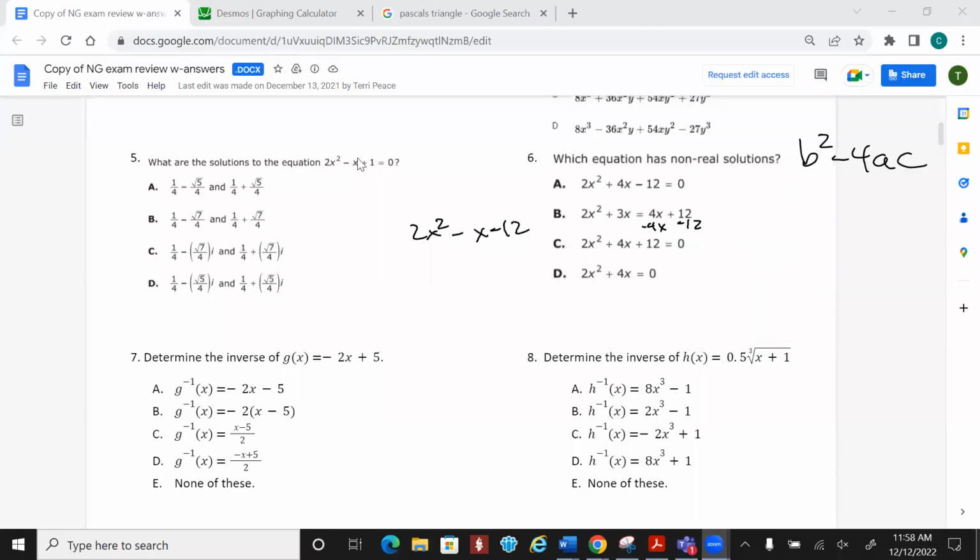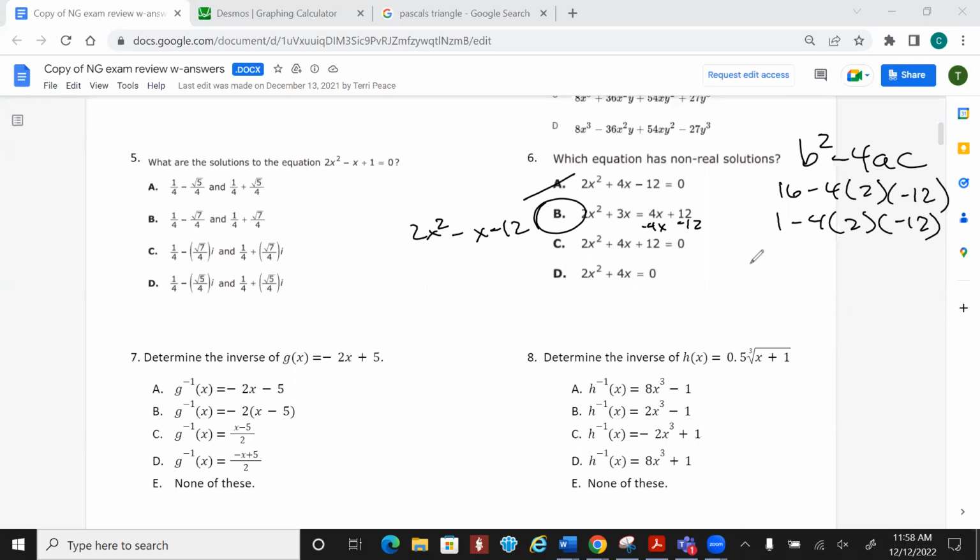So if I were to use the discriminant, that's going to give me 16 minus 4 times 2 times negative 12. That's going to give me a positive number. So that's going to be a real solution. So it's not going to be that one. On the next one, if I use the discriminant, I'm going to plug in. That's going to give me 1 minus 4 times 2 times negative 12. Again, that's going to give me a negative number. So is that going to give me a real solution or a non-real solution? Non-real. So B would be my answer.